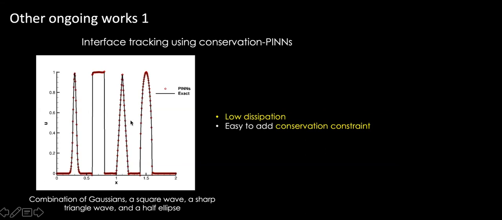In building interface problems, there are two properties that are most important. First is low dissipation, as we want sharp discontinuities. Another is conservation, for example conservation of mass in compressible flow. For PINNs to satisfy these two facts, we introduce a conservation constraint to the loss function. Then we use the resulting PINNs to solve a classical interface problem.